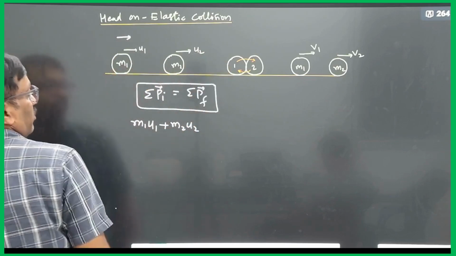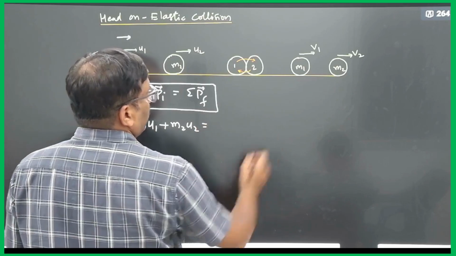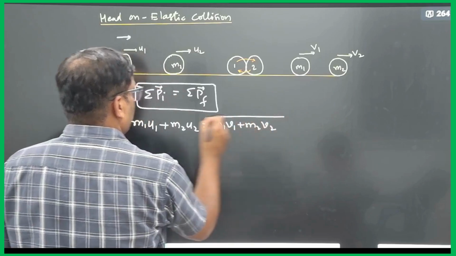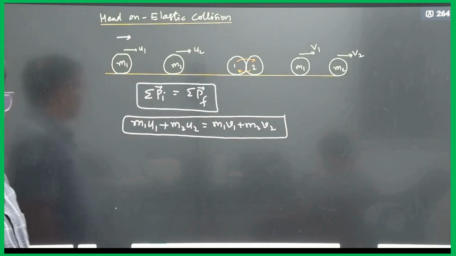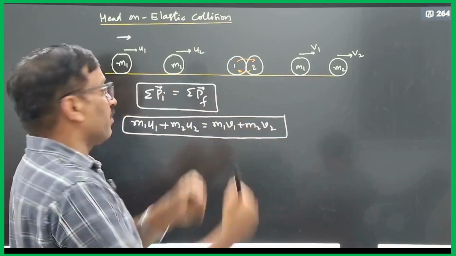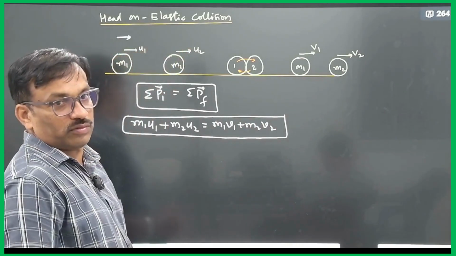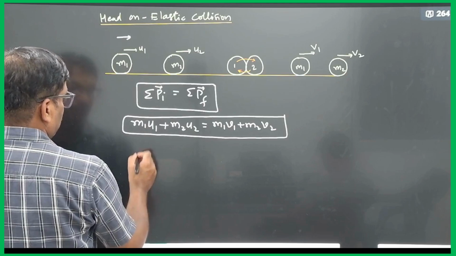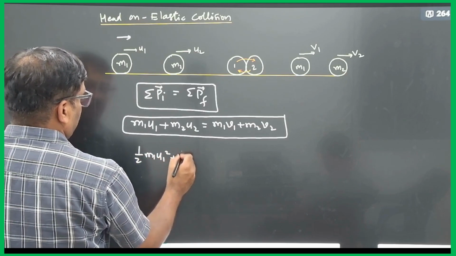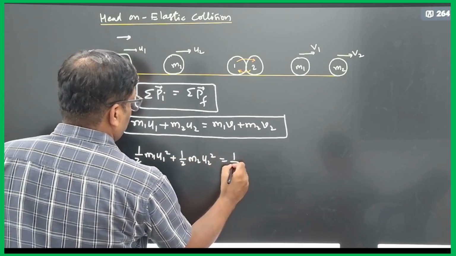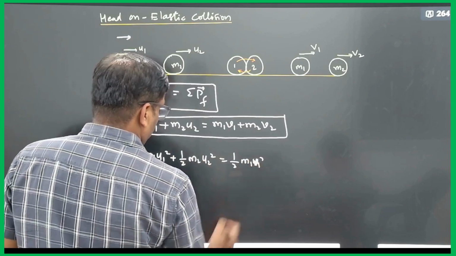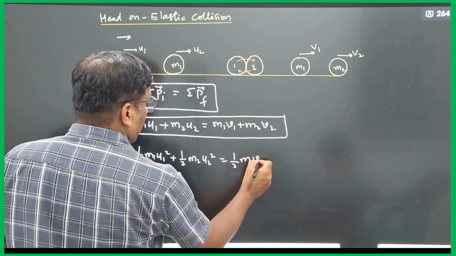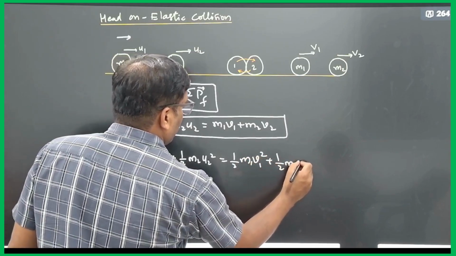This is before collision, right? So it will be equal to, after collision, both going in the same direction, m1 v1 plus m2 v2. So this is momentum conservation. Suppose these two objects are going in opposite directions, then you have to write m1 u1 minus m2 u2, like that. Now next one, kinetic energy conservation. Initial kinetic energy, half m1 u1 square plus half m2 u2 square, is equal to the kinetic energy after collision, half m1 v1 square plus half m2 v2 square.